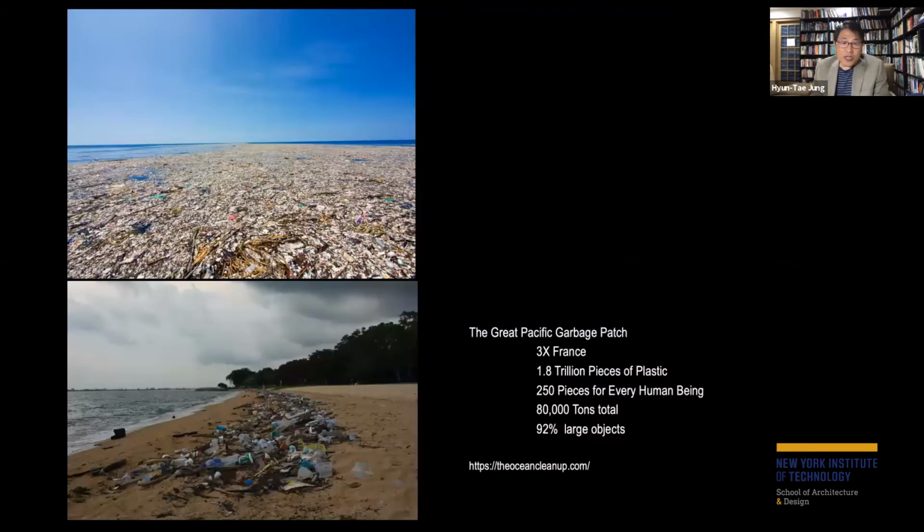This is the situation here. What you see is a massive patch, the size of 3 times France, with 1.8 trillion pieces of plastic. We're talking about only part of that, not all garbage. That's 250 pieces for every human being, 80,000 tons floating, and 92 percent large objects, meaning it would get smaller and smaller. It will almost melt into micro particles soon. And this is Singapore on the side. Singapore people control really cleanly, but you can't stop this garbage coming to the ocean shore.